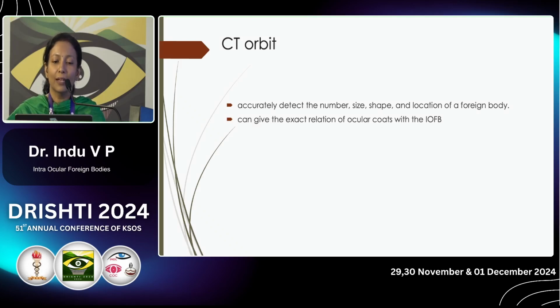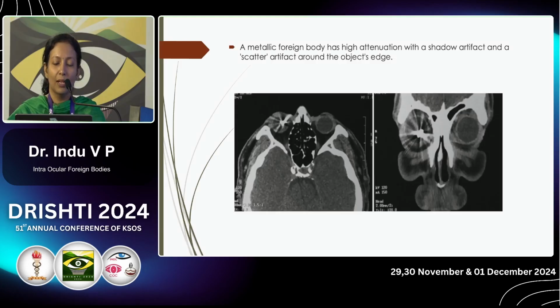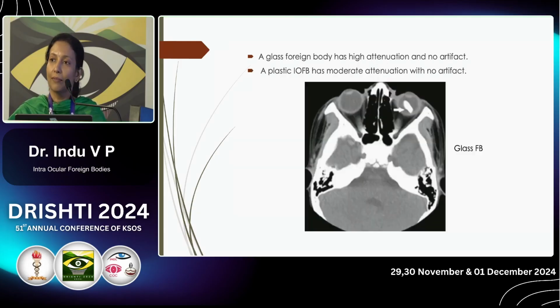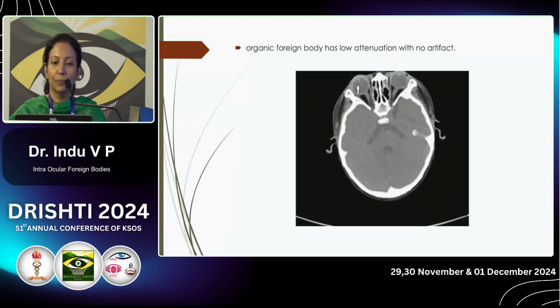They can very accurately detect the number, size, shape, and location of the foreign body. A metallic foreign body has a high attenuation. Attenuation means it will be whiter in color. It has a high attenuation with a shadow artifact and a scatter artifact, as you see here. Whereas a glass foreign body will have a high attenuation but no artifact around it. A plastic foreign body also looks like this but with a moderate attenuation.